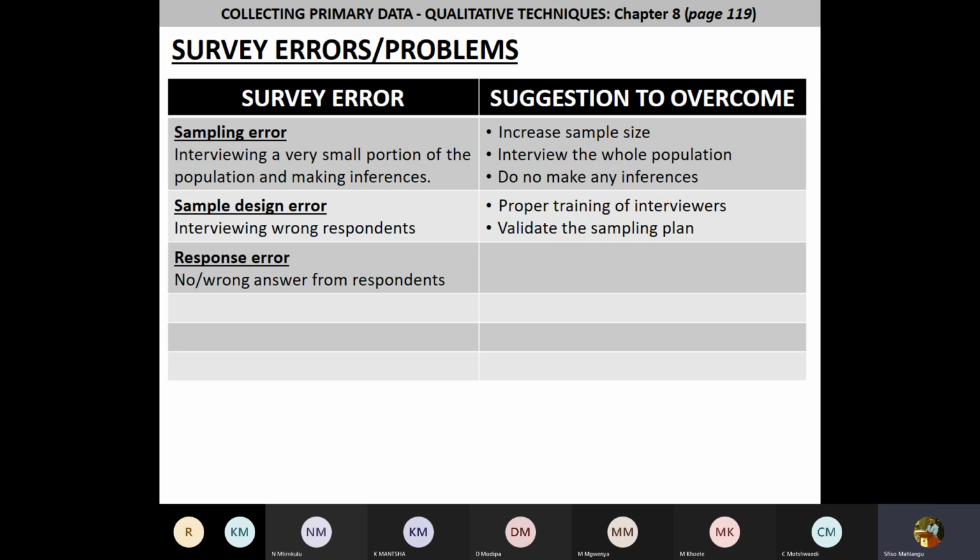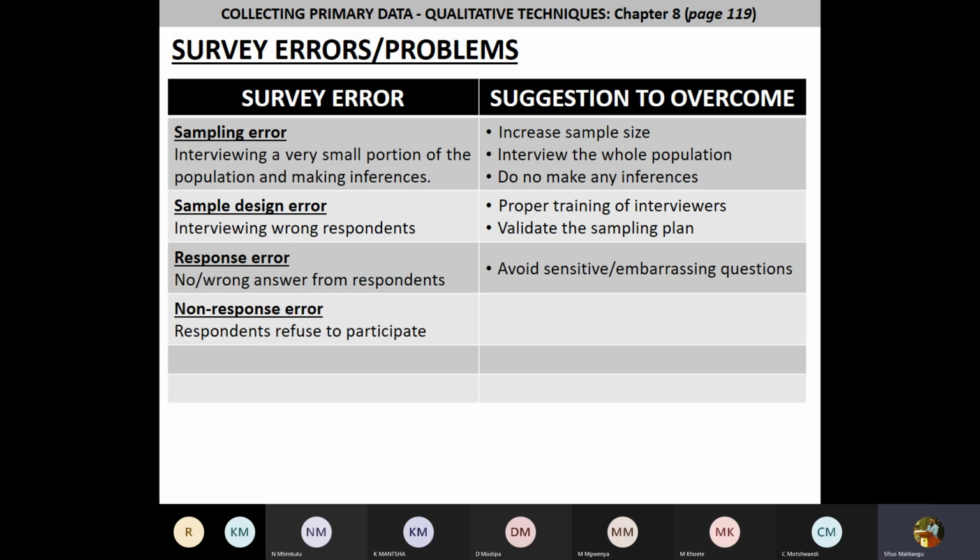We go to a shopping mall, we greet the respondents, hello, can you please participate? Are you interested in participating in the survey? All of them say no, no, no, no. We are in a rush, I want to do shopping. What can we do there? You can avoid asking embarrassing questions. You can also remunerate the respondents. For example, if you give them money or airtime for participation, they tend to participate more. So you will see these are just general suggestions.